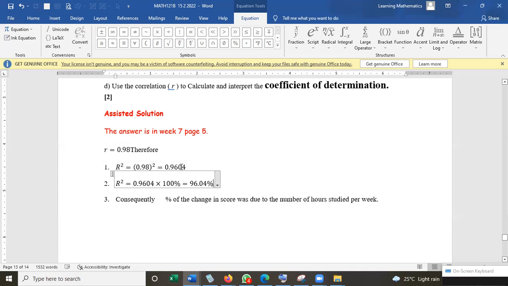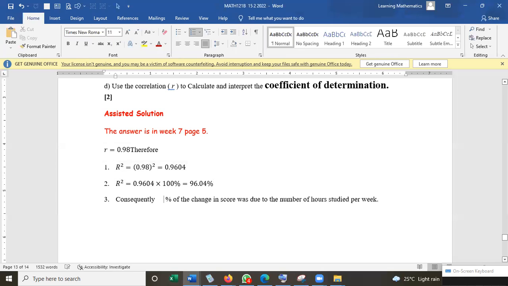And to interpret that now: 96.04% of the change in score. The score is what is varying, but what is causing it to vary? So 96.04% of the variation in score was due to the hours.